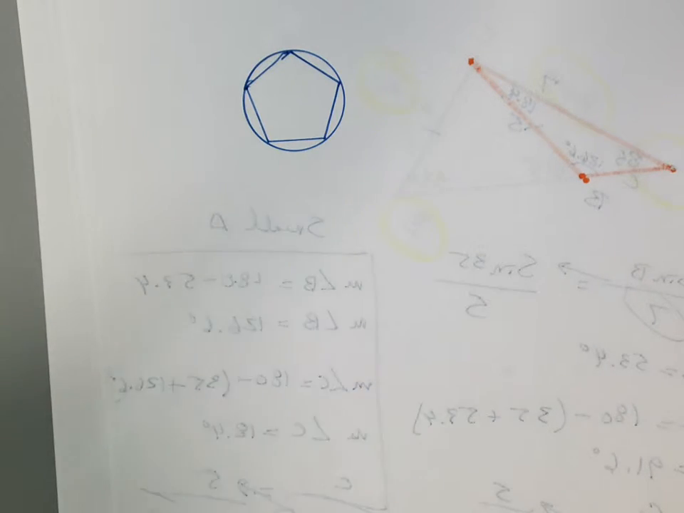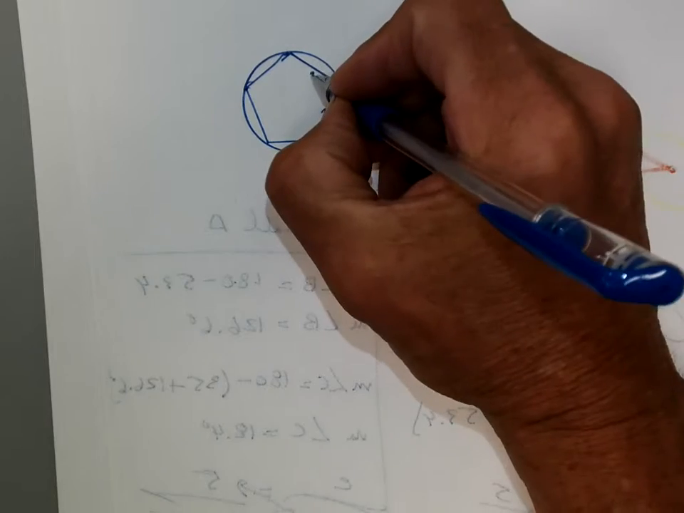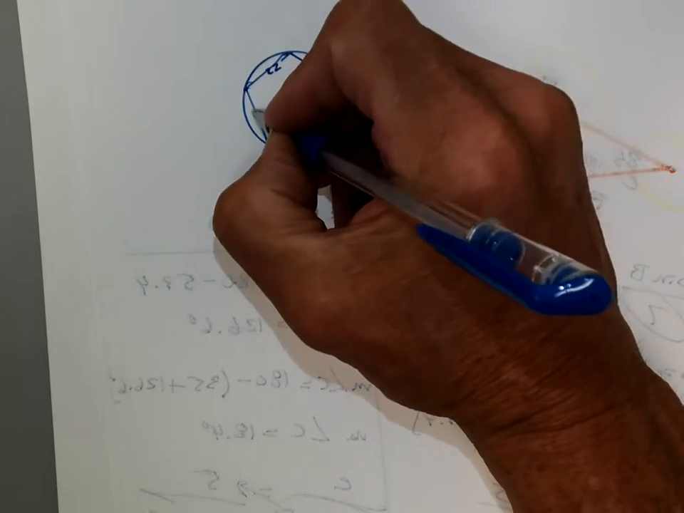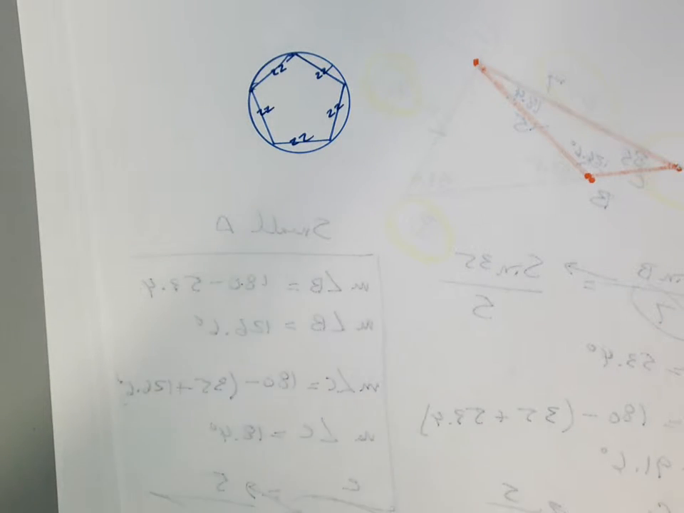So a regular pentagon with side lengths of 22. Okay, so 22, 22, 22, 22, 22, is inscribed in a circle. Find the radius of the circle and the area of that pentagon.